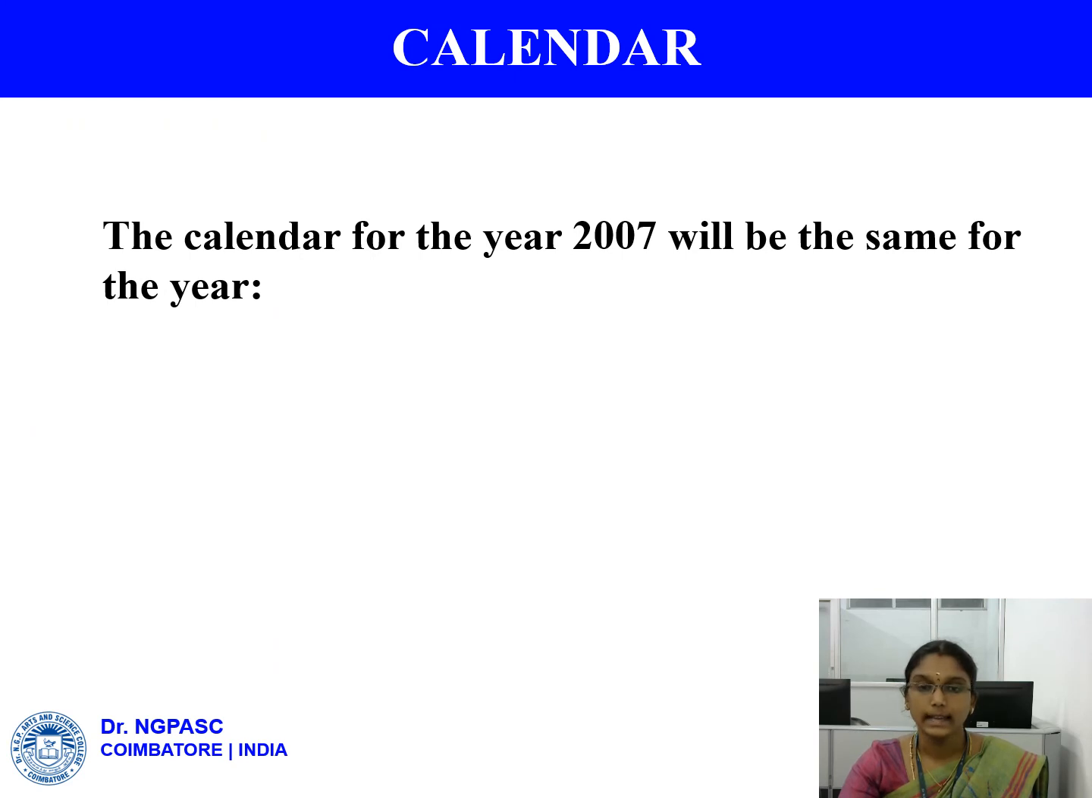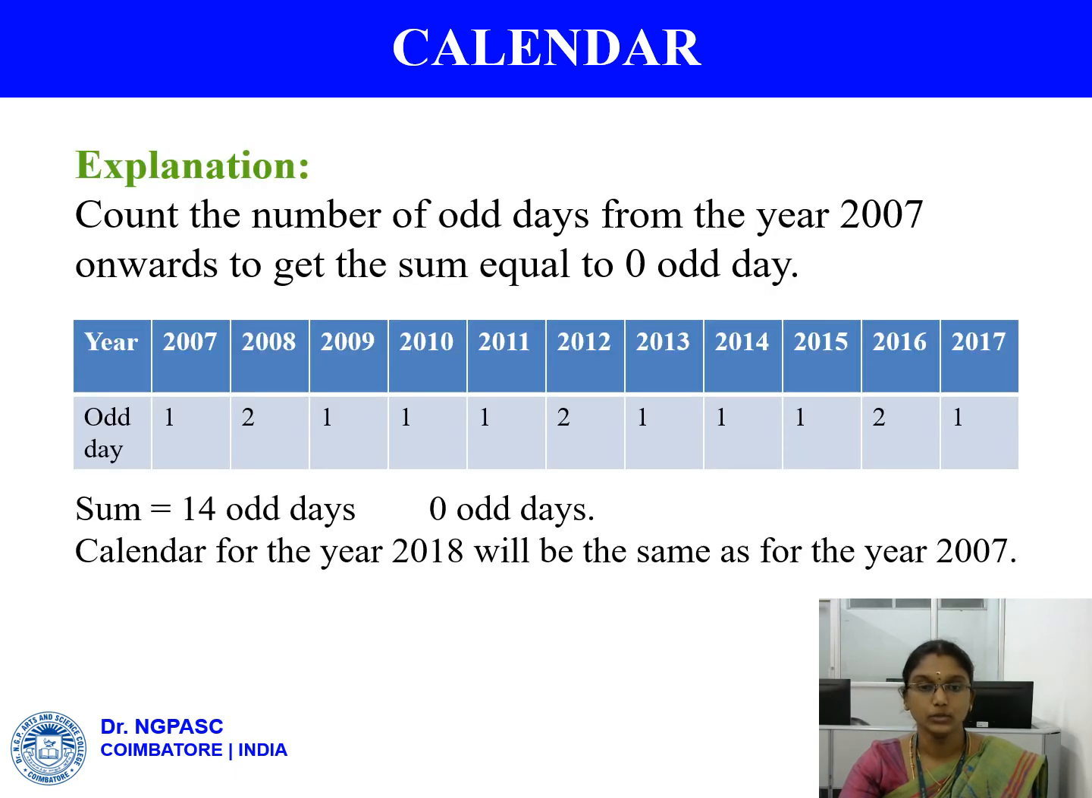Next, the calendar for the year 2007 will be the same for which year? Starting from 2007, we have to add all the odd days. 2007 is an ordinary year, 1 odd day. 2008 is a leap year, 2 odd days. Totally 3, 1 plus 2 is 3. 2009, 1 odd day, 4. 2010, 1 odd day. Adding all the values we get 5, that is 1 plus 2 plus 1 plus 1 up to 2010.